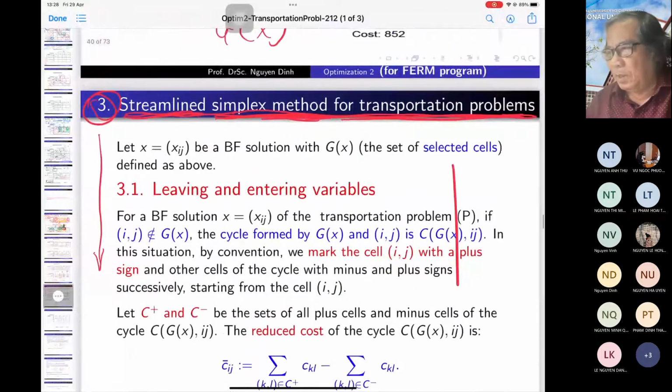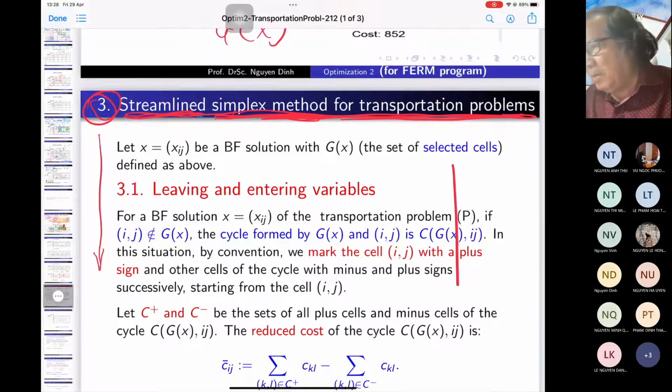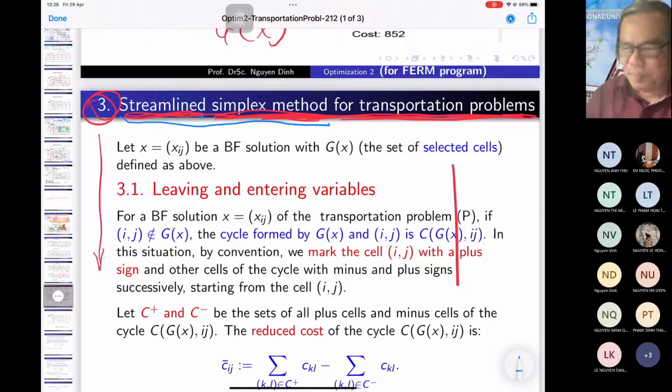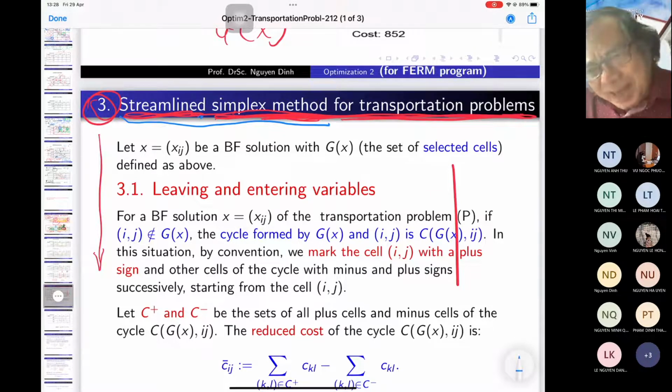Yeah, the streamlined simplex method. We call it the simplex method applied to the transportation problem. We call it the streamlined simplex method for transportation problems, because it is a version of the simplex method applied to transportation problems, and it is actually a simplex method.